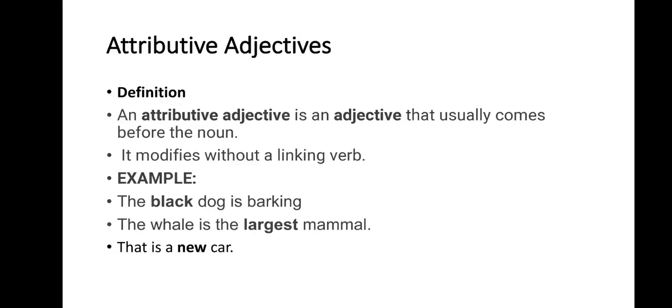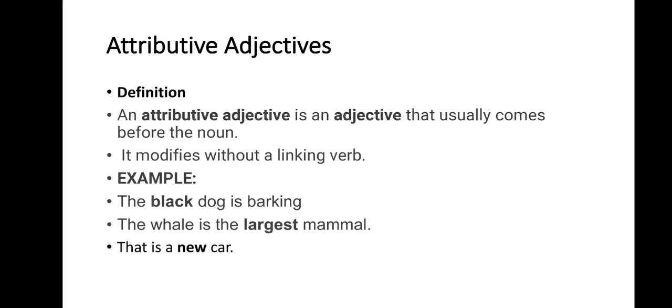An attributive adjective is an adjective that usually comes before the noun. It usually comes before the noun, not after the noun. It modifies without a linking verb. It does not need a linking verb to change itself. Okay, see the example and you will understand better. The black dog is barking.